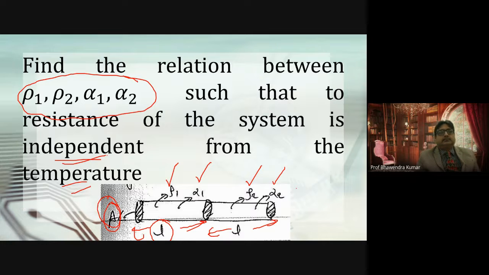So rho 2, and the area A. In the diagram, it's rho 2, right? Yes, rho 2 and alpha 2, and rho 1 and alpha 1. For this section, it is rho 1 alpha 1. For this section, it is rho 2 alpha 2.